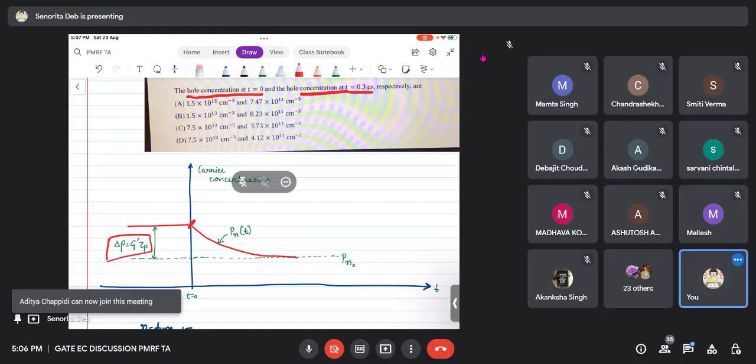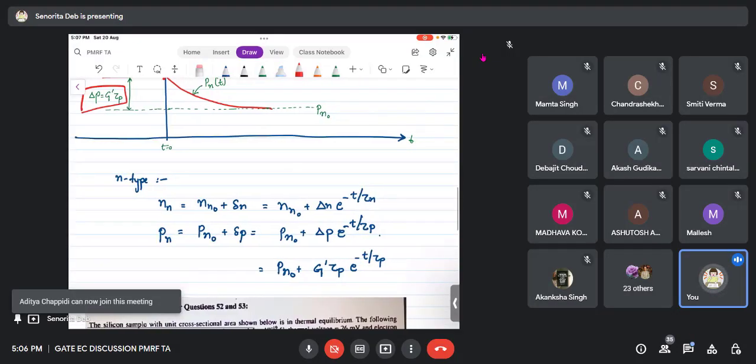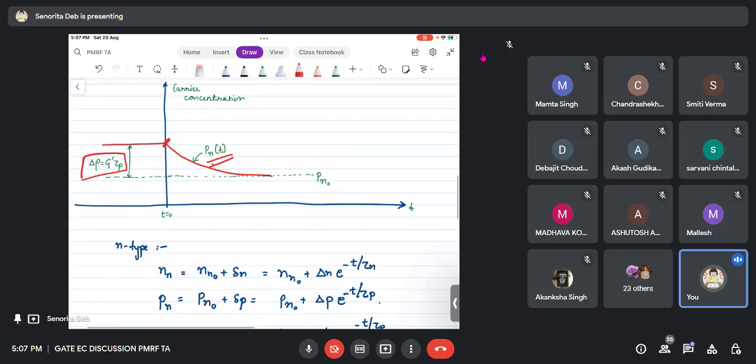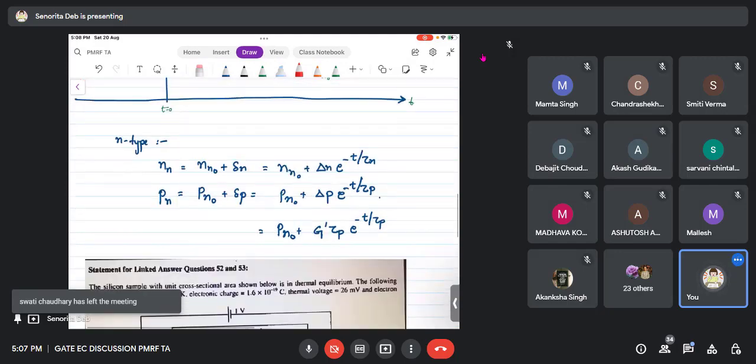Now this is what I had told you earlier, that the total electron concentration will be n naught plus delta n, the excess, okay. Pn is Pn naught plus delta p, okay, delta n is given by delta n into e to the power minus t by tau n. Why this e to the power minus t by tau n? This relation is e to the power minus x, right? This is e to the power minus t type of relation, right? So from here it comes, okay.